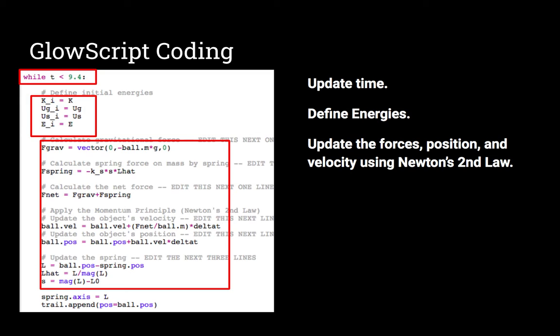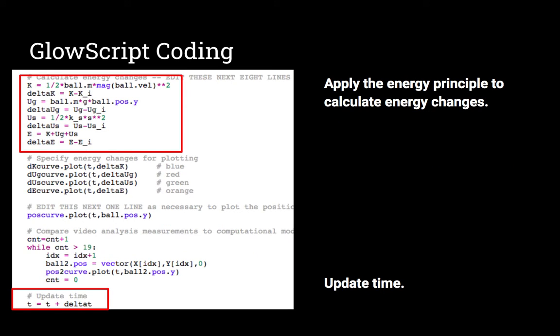Next, I changed T to 9.4 because the amount of time that I was analyzing was roughly 9.3 something seconds, so I want to analyze the entire motion. Defined the initial energies, and then below that we are updating the forces, the position, the velocity, and this is all using Newton's second law, otherwise known as the momentum principle. Next, we're applying the energy principles, and this is going to calculate all the energy changes. And then down at the bottom, we have T equals T plus delta T, so that's just updating the time.